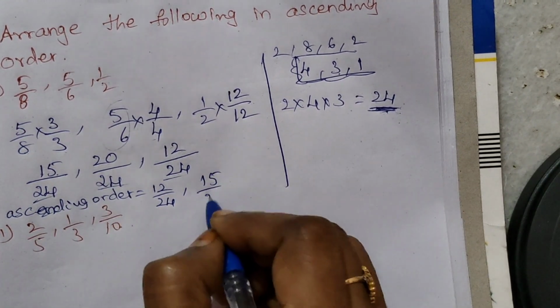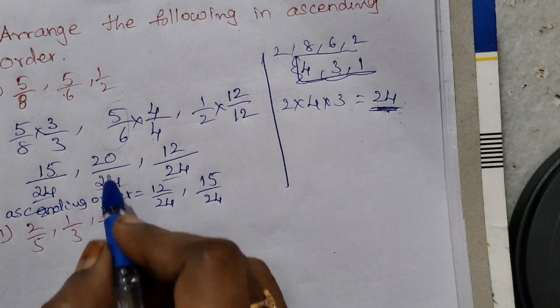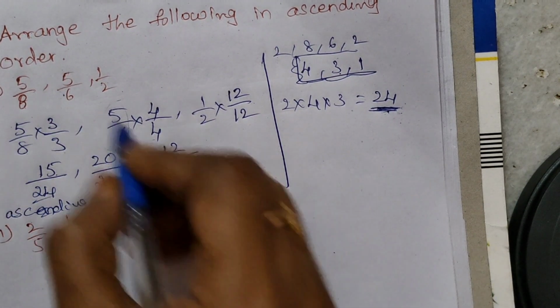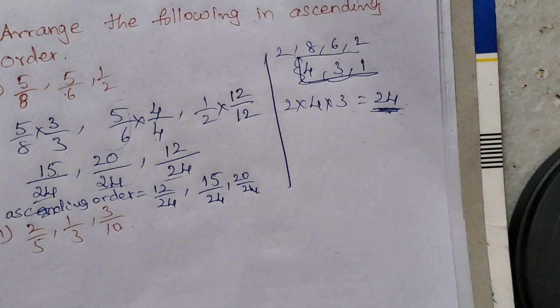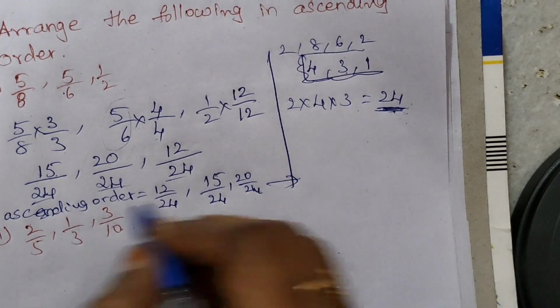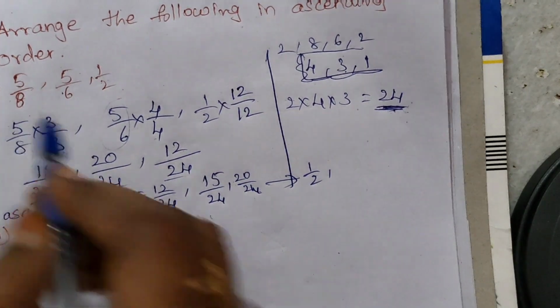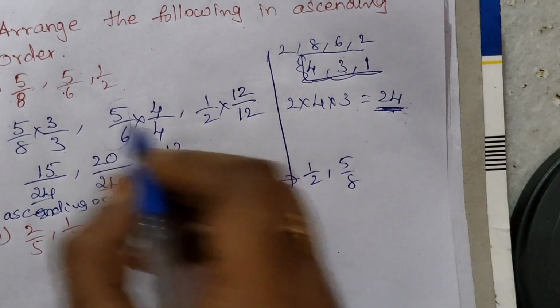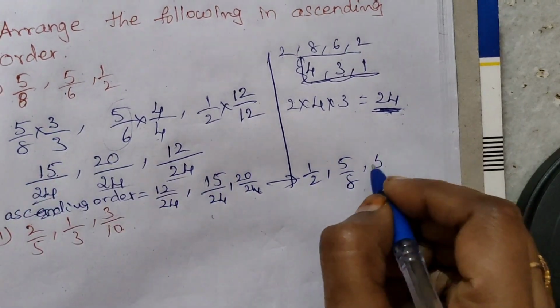That is 5 by 8. Next one is 20 by 24. That is 5 by 6. 20 by 24, this is the answer. I'll write here this one. 12 by 24, 1 by 2. And 15 by 24, 5 by 8. And third one, 20 by 24, 5 by 6.